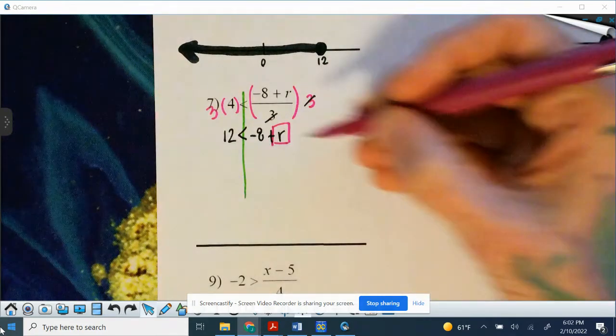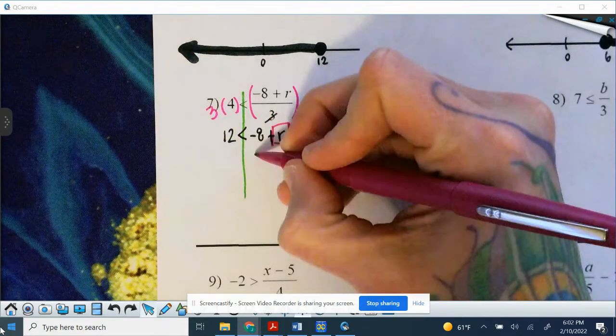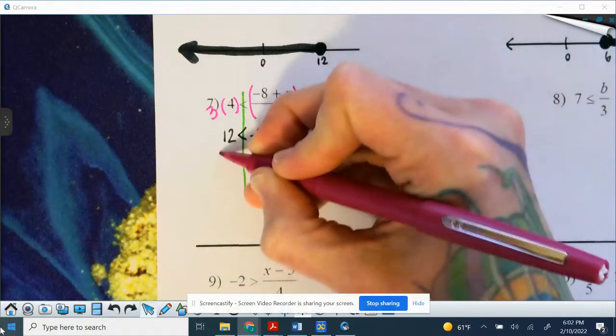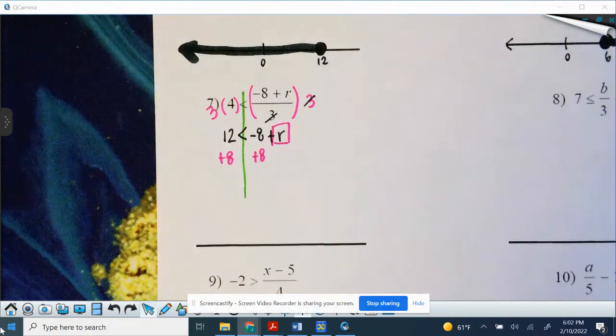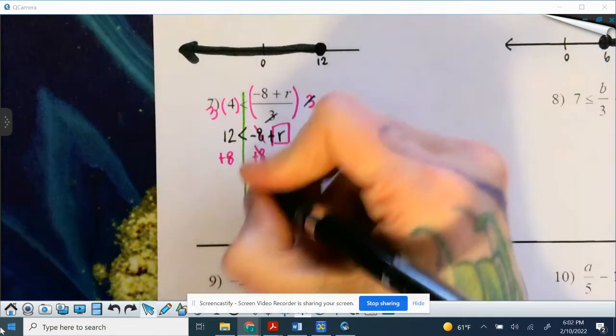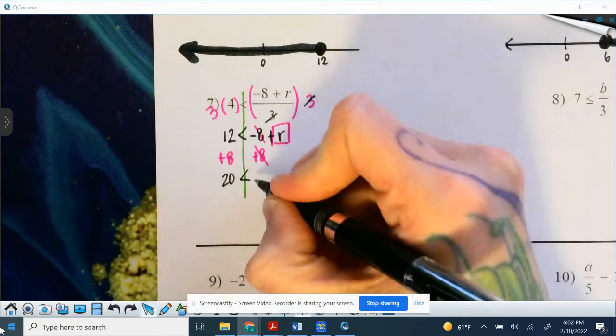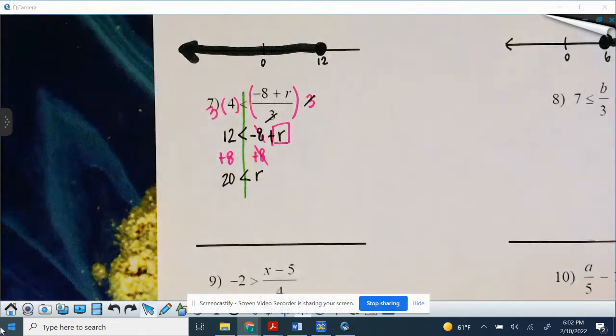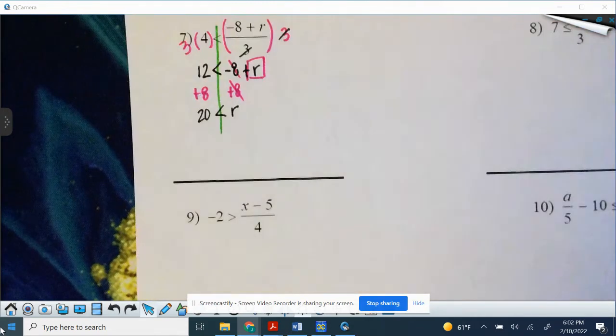I have a minus 8. It's a negative 8. So the inverse of a negative 8, or the opposite of a negative 8, is a positive 8. And that's going to get rid of these. And this 12 plus 8 is 20. R. So 20 is less than r. But r, if reading in the direction from the variable, so reading backwards, r is greater than 20.